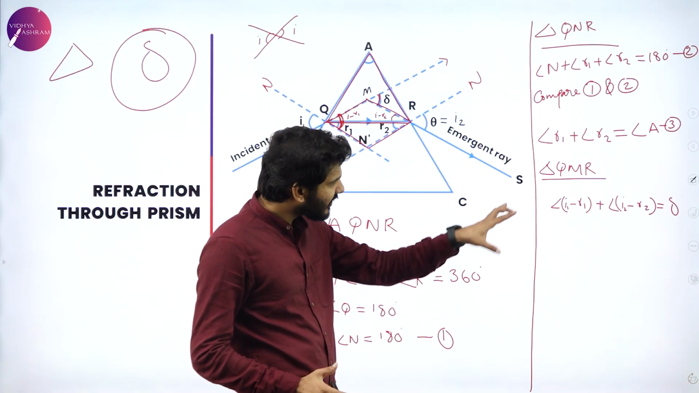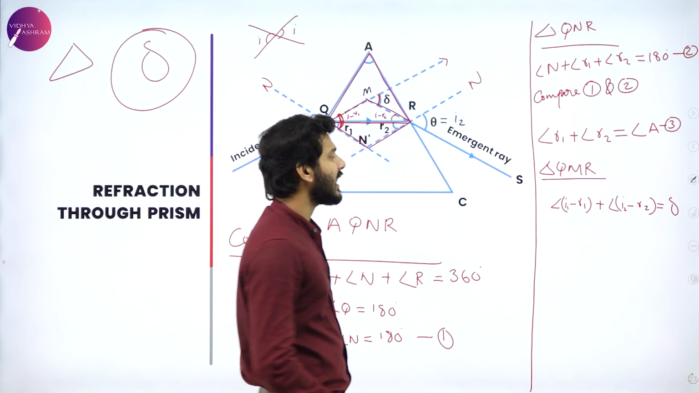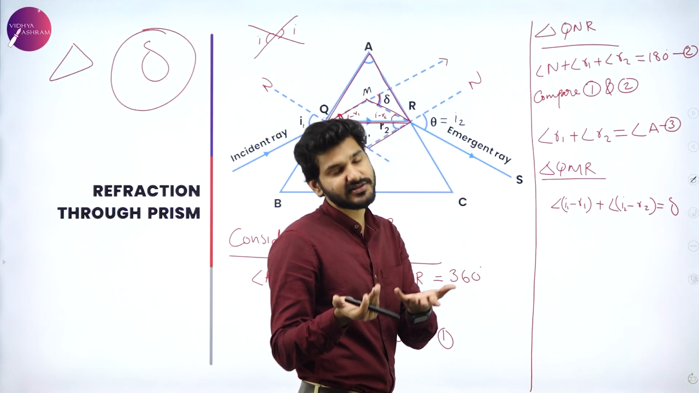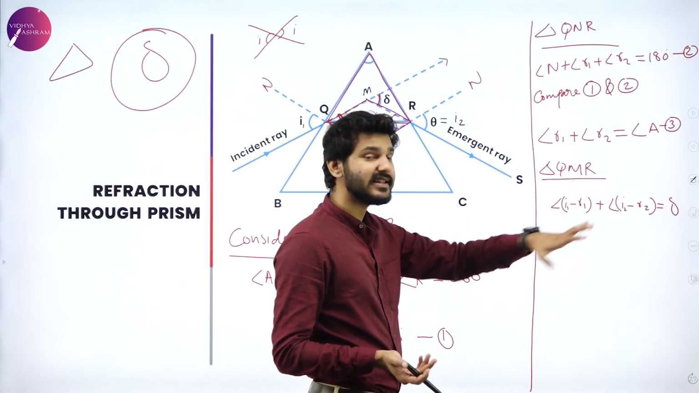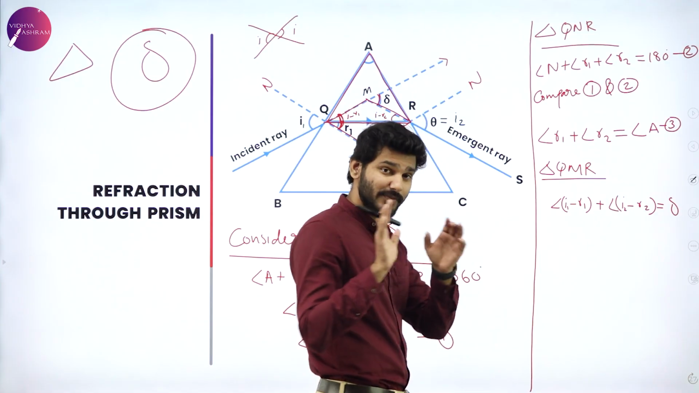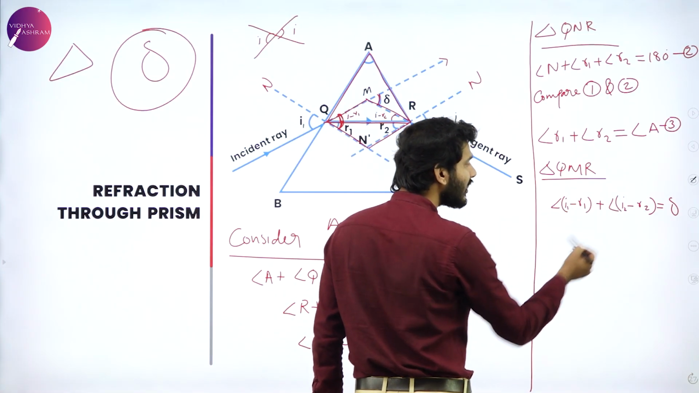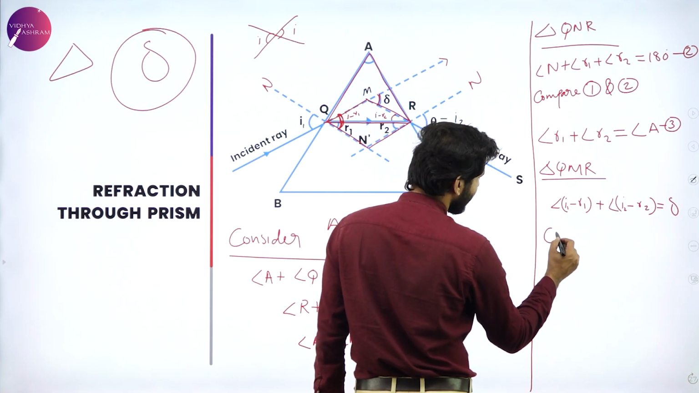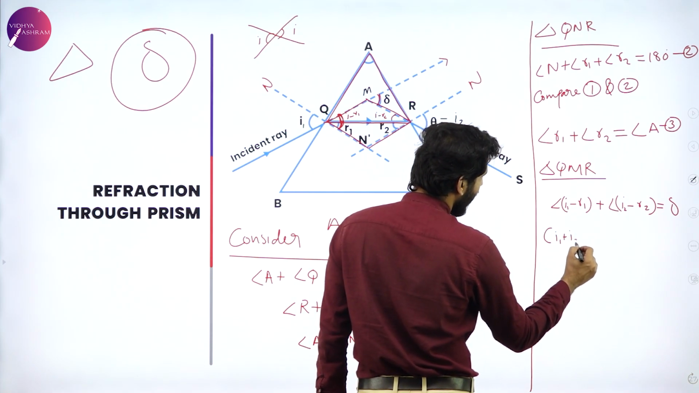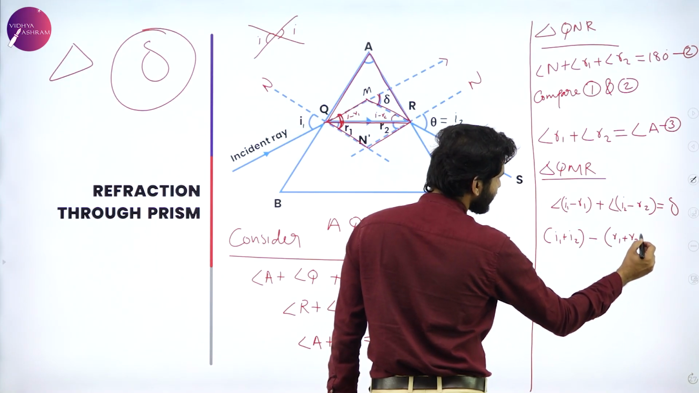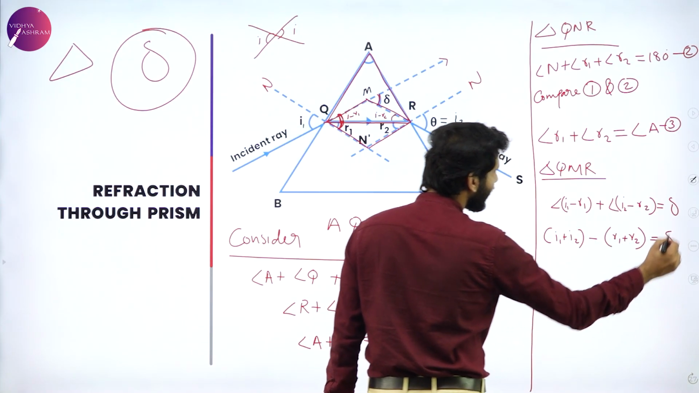So again, if I rearrange this equation slightly, I'm not using the angle symbols because it is understood in itself. I don't want to complicate the equation even further, so it should be understood that these are angles. If I take all the I terms together, then I can say that I1 plus I2 minus R1 plus R2 will be equal to delta.